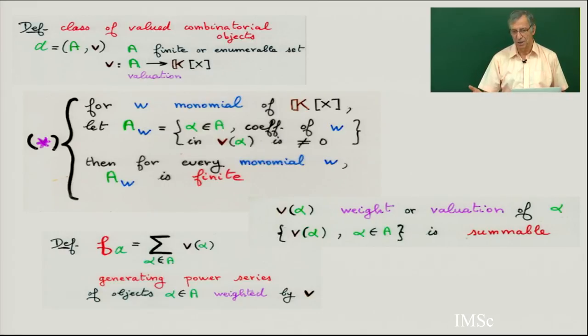With this condition, I can say that the family of weights is summable, in the sense we have seen for formal variables. It means that I can define the generating function of such a class of combinatorial objects to be the sum over all objects of their weight. When you take this infinite sum and look at the coefficient of W, a finite number of objects will contribute to W, so this coefficient will be well defined. If the coefficient is t power n, for example, then there is a finite number of objects which give the weight t power n. This was just to remind you of this.